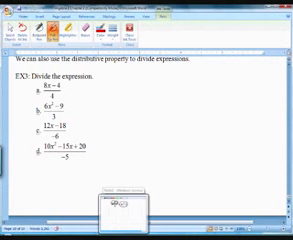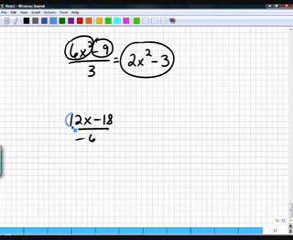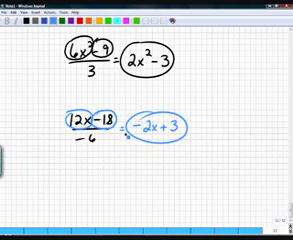2 more problems. 12x minus 18 divided by negative 6. How many terms do we have on top? 2. 12x, negative 18. We're going to divide each of those terms by negative 6. Positive divided by negative, negative. 12x divided by 6, 2x. Negative divided by negative, positive. 18 divided by 6. Any questions?